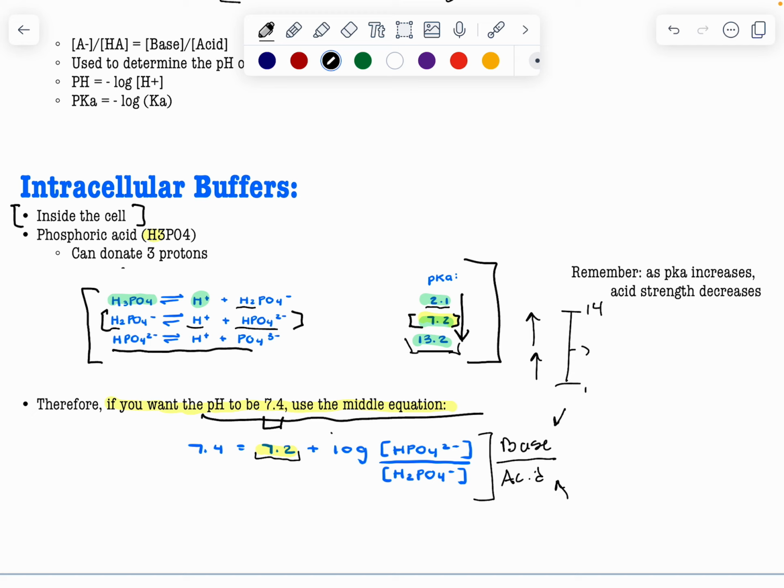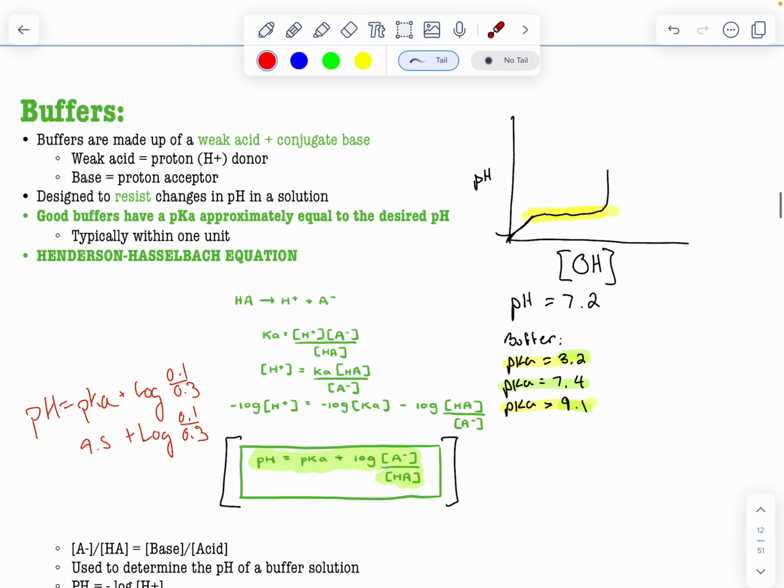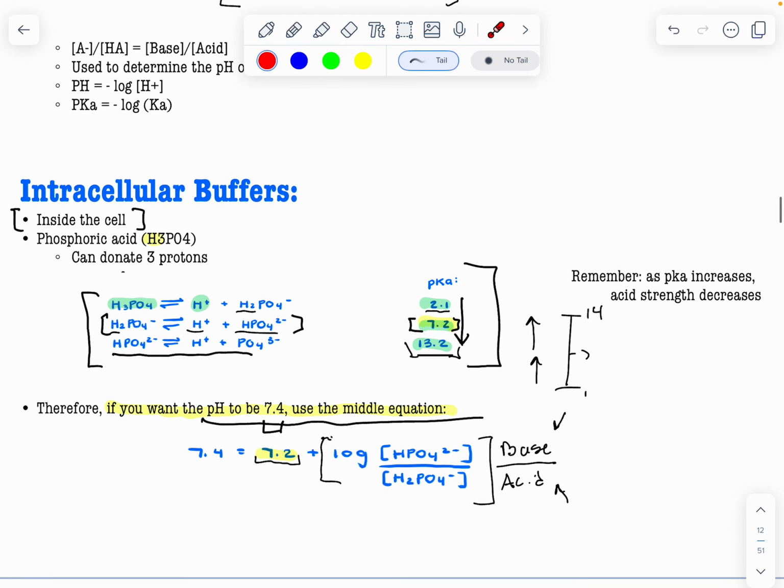And over here we have this log component. What this log component is demonstrating is how much base we are going to add, or how much acid we are going to add, to change this pKa right here to get to a desired pH of 7.4. So going on the previous components that we talked about, if we use this top equation and make a buffer out of it and try to get to 7.4, our starting pKa is going to be 2.1. So instead of 7.2 right here, our starting pKa would be 2.1, and we would have to add so much base to the solution to hike all the way up to a pH of 7.4.